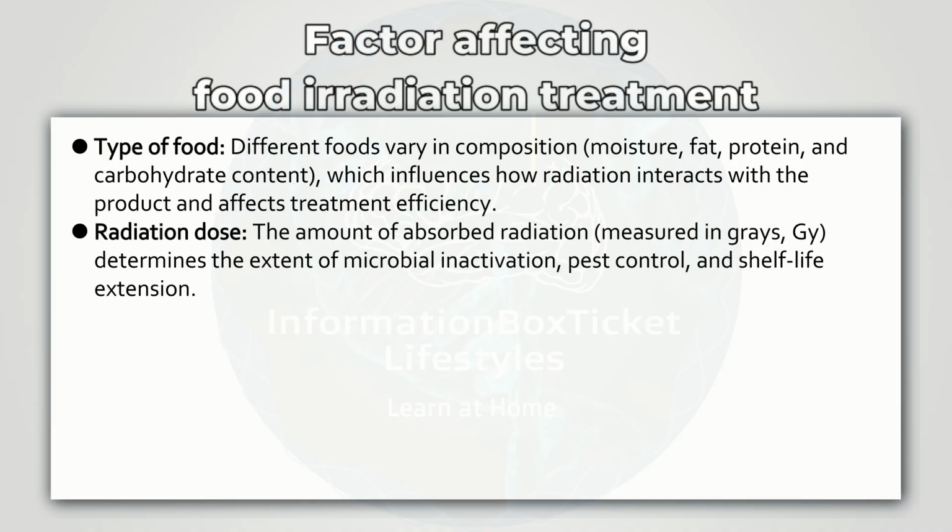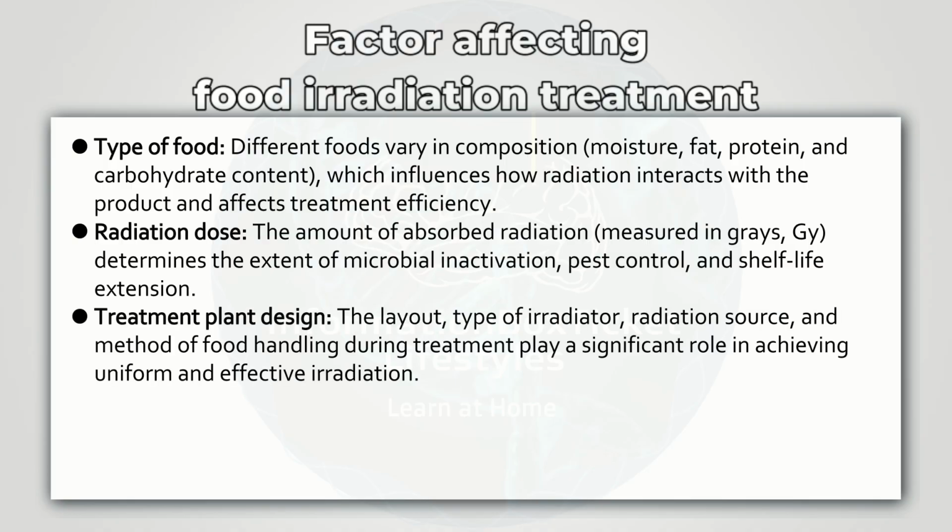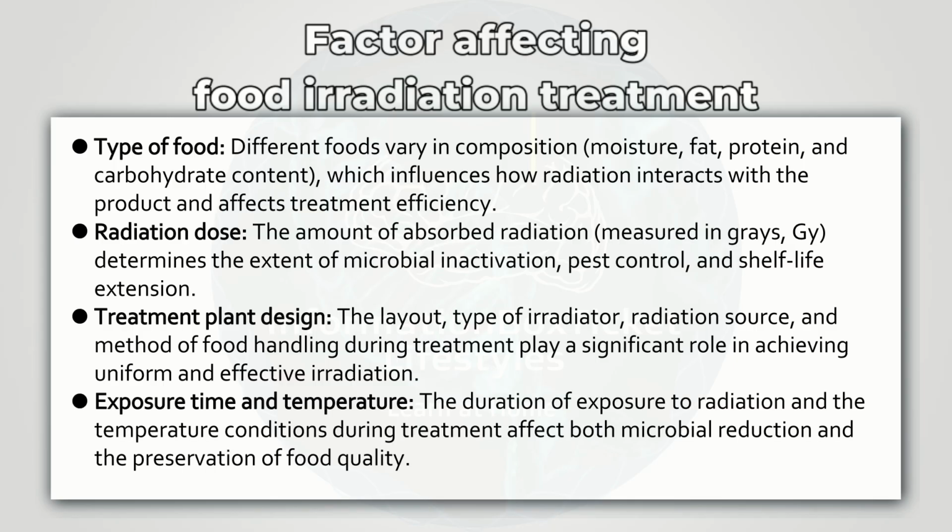Radiation dose. The amount of absorbed radiation, measured in grays, determines the extent of microbial inactivation, pest control, and shelf life extension. Treatment plant design. The layout, type of irradiator, radiation source, and method of food handling during treatment play a significant role in achieving uniform and effective irradiation. Exposure time and temperature. The duration of exposure to radiation and the temperature conditions during treatment affect both microbial reduction and the preservation of food quality.